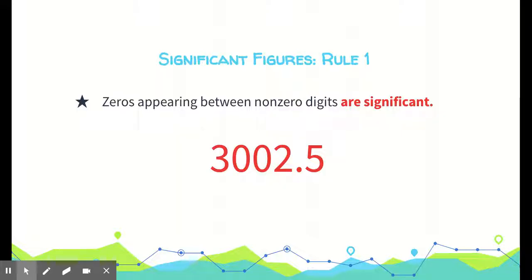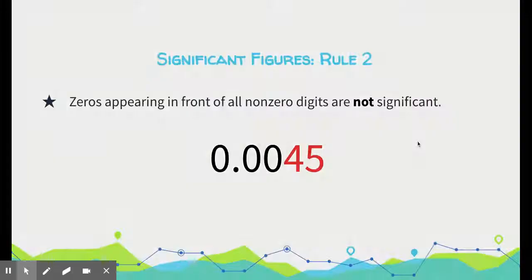So significant figures, your first rule here: any zeros between non-zero digits are significant. Okay, so these are all highlighted red. So you would have 5 sig figs here. Second rule is any zeros in front of non-zero digits are not significant. Okay, the reason for that is that you can write this in scientific notation and none of these zeros matter. So even though there's a decimal point, it doesn't matter. So any zeros before non-zero numbers do not count.